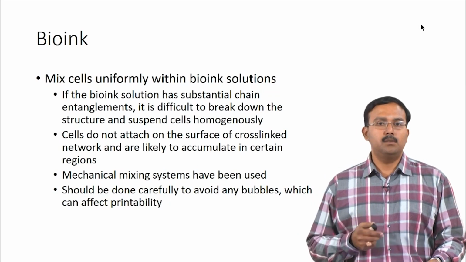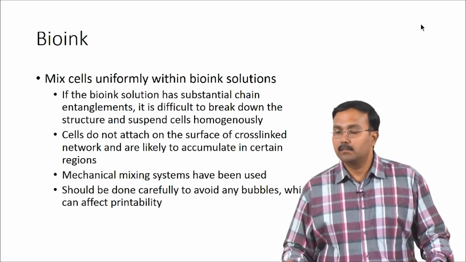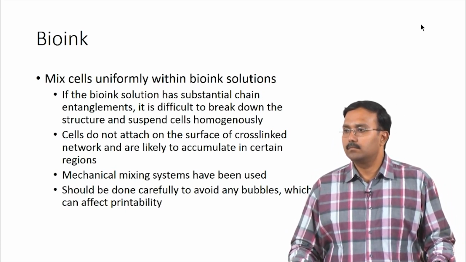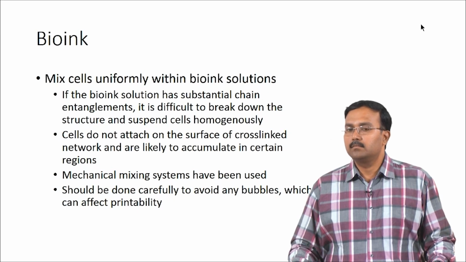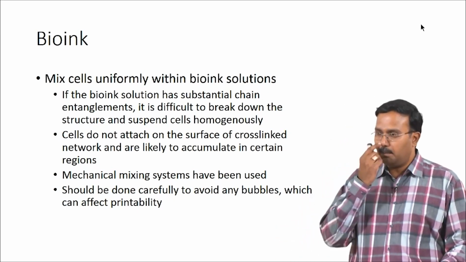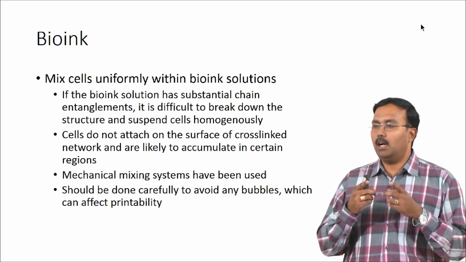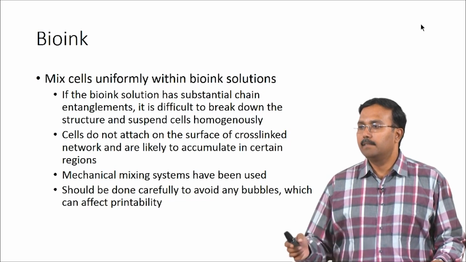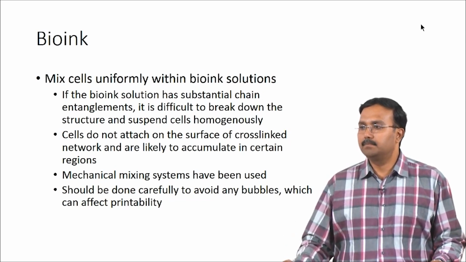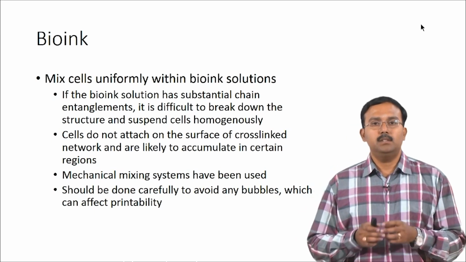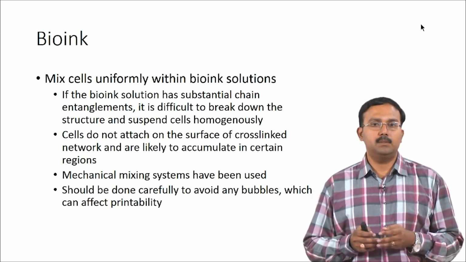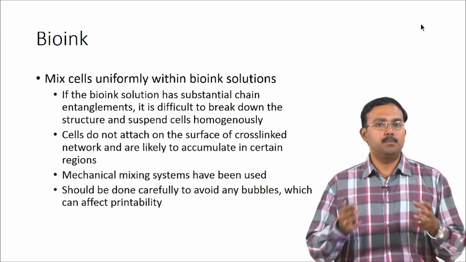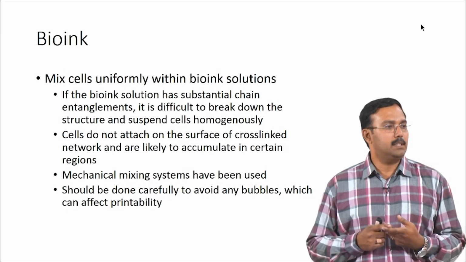Even if initially cell distribution is in pockets or fragmented, later on when cells proliferate, it will be uniform. It depends on how the cross linking has happened, right. So, if the entanglement is very strong and you have a lot of cross linking, cells will not be able to infiltrate. So, that is the challenge. Cells do not attach on the surface of the cross-linked network and are likely to accumulate in certain regions. So, it will not be dispersed if you have too much cross-linking.